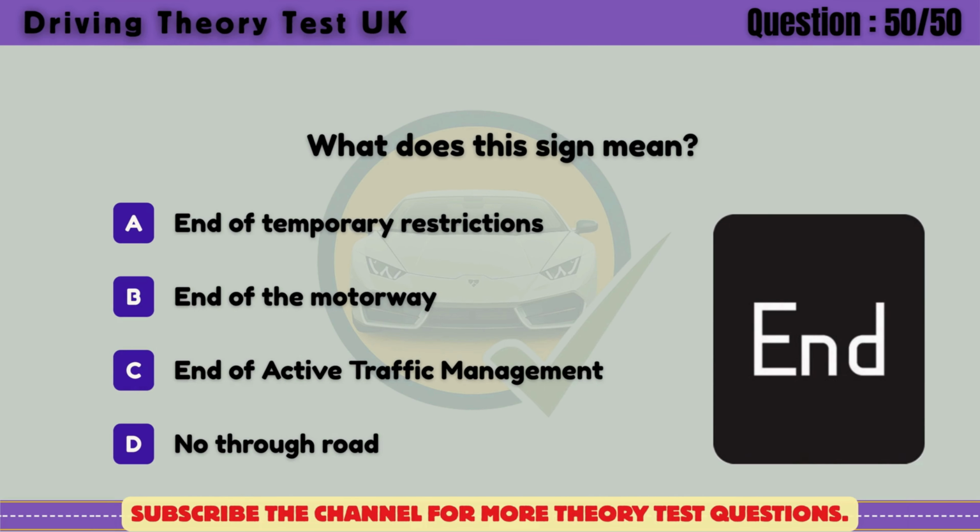Question 50. What does this sign mean? Option A. End of temporary restrictions. B. End of the motorway. C. End of active traffic management. D. No through road.